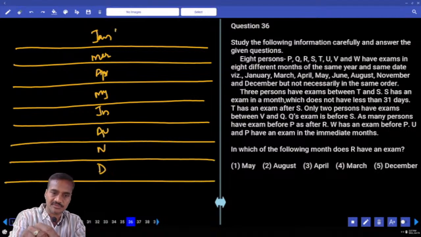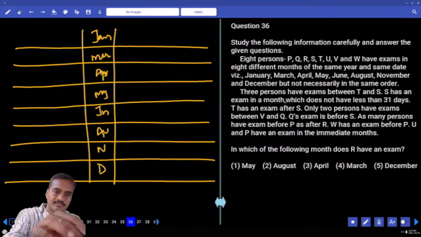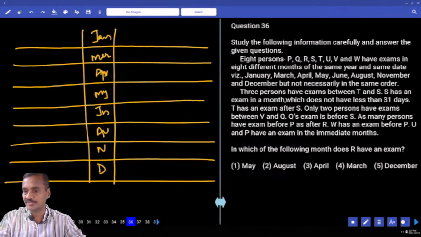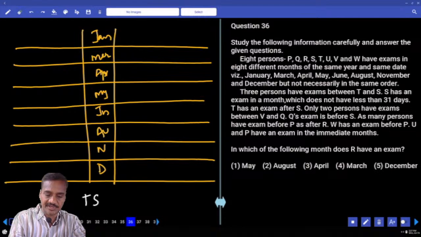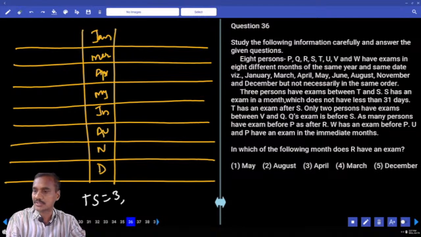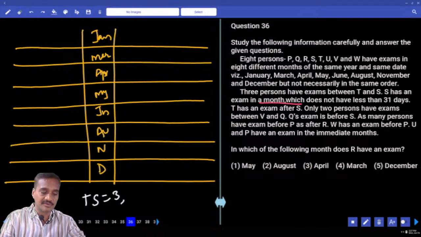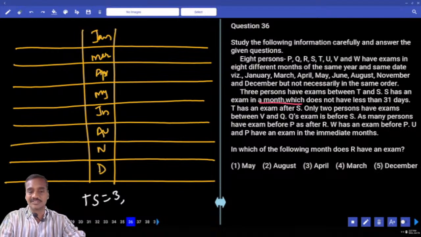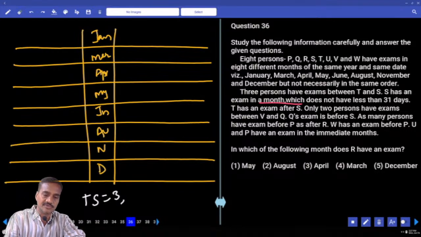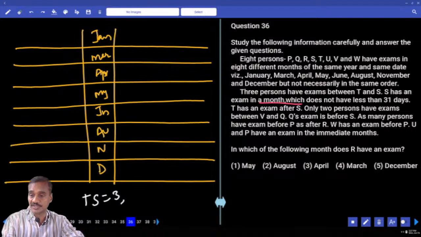Then coming to condition number 1. 3 persons are between T and S. In between T and S, how many people? Exactly 3. And S has an exam in a month which does not have less than 31 days, which means S should have the exam in a month having 31 days. How many possibilities do we have? Jan, March, May, August, December. 5 possibilities for S.